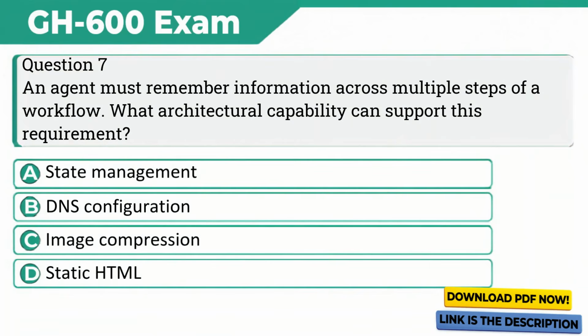Question 7. An agent must remember information across multiple steps of a workflow. What architectural capability can support this requirement? A. State management. B. DNS configuration. C. Image compression. D. Static HTML.